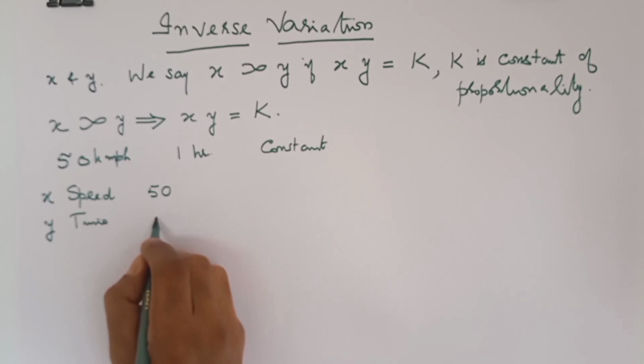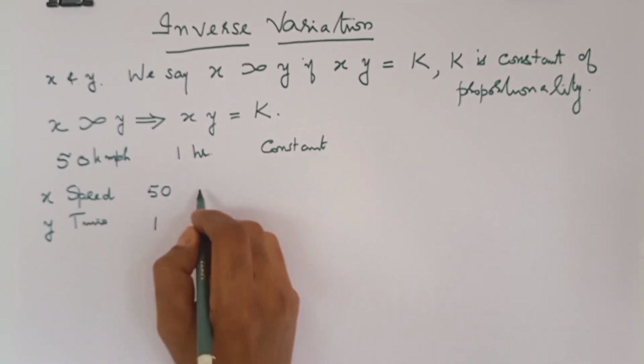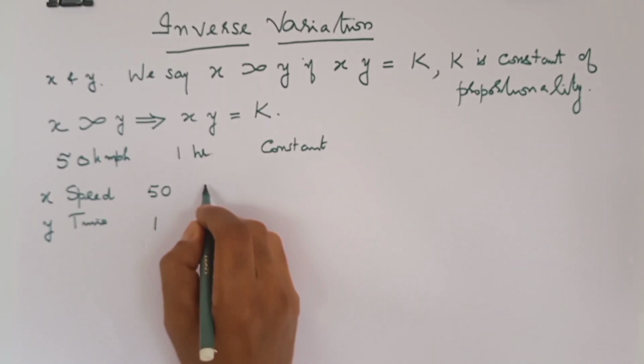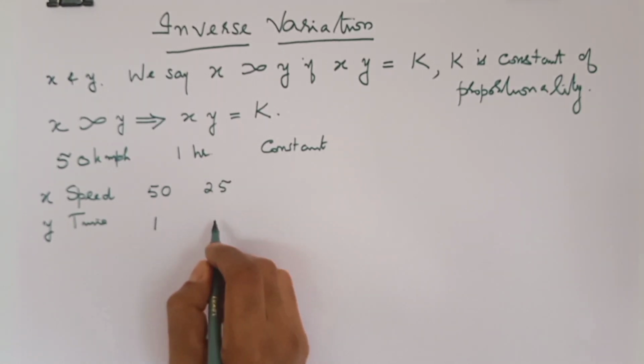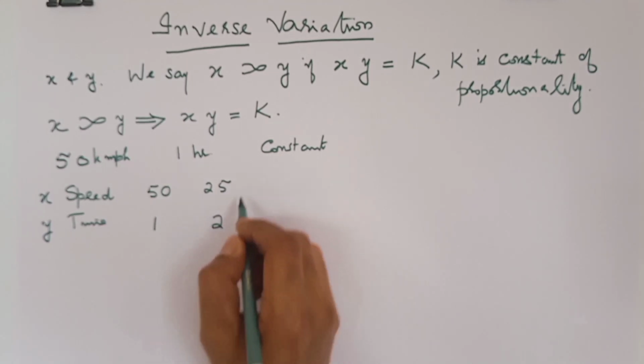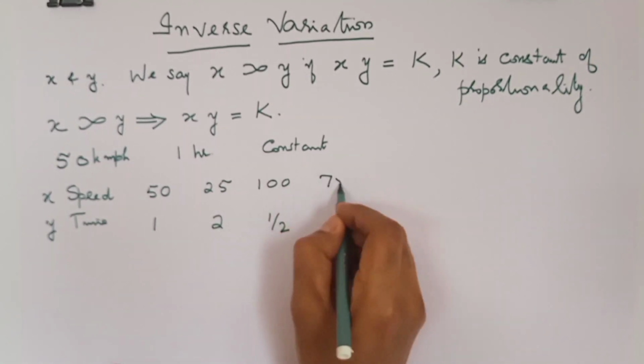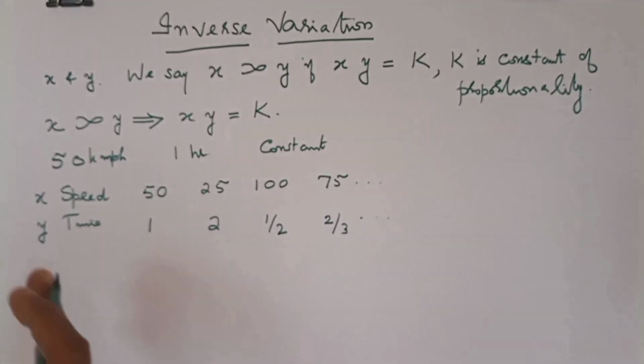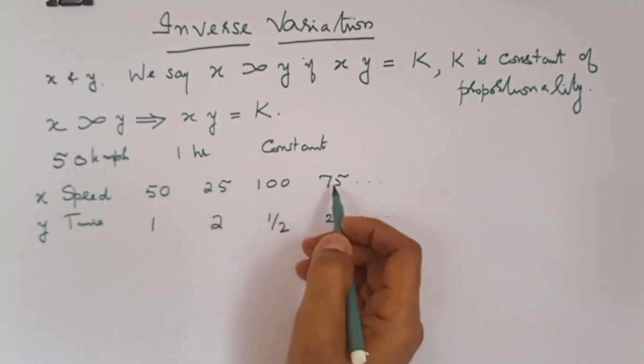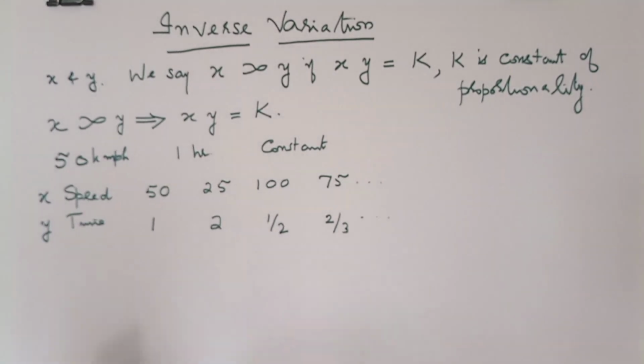See, on the first day, you rode your bike at 50 km per hour, and you take 1 hour. Supposing on the next day, you reduce the speed to, say, 25 km. How long will it take? 2 hours. Similarly, so these are the different values of speed. These are the different values for time.